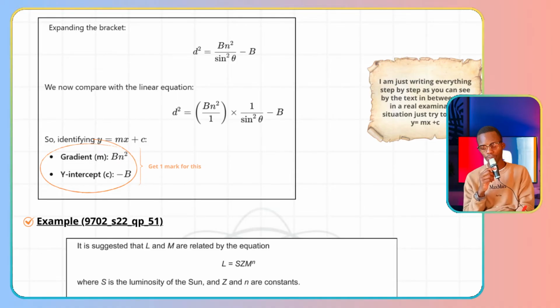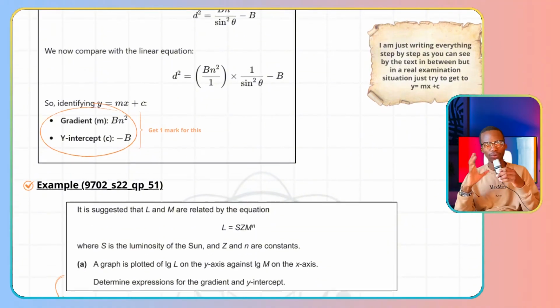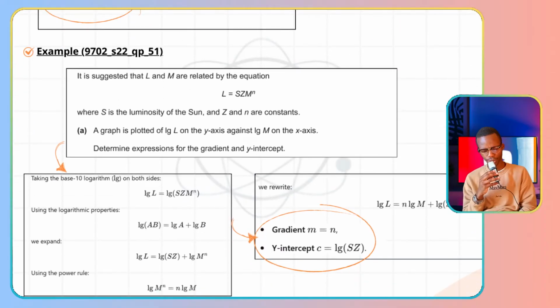c. How so? The gradient now is whatever is the coefficient of whatever is supposed to be x. In this case, it's bn squared, and the y-intercept is negative b. And that's it. You get the first mark just for doing that. That's how you think of question 2, right?